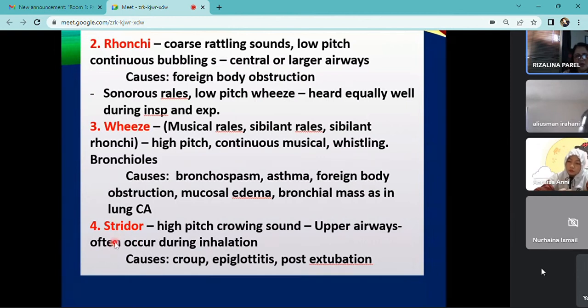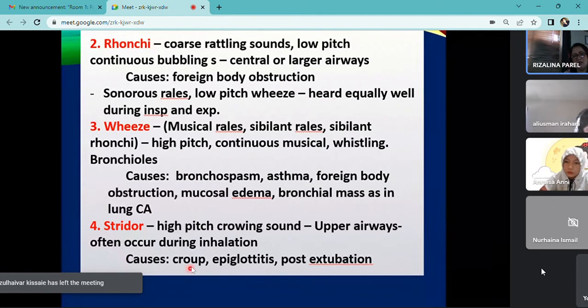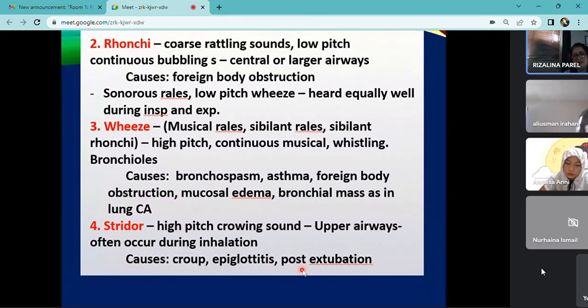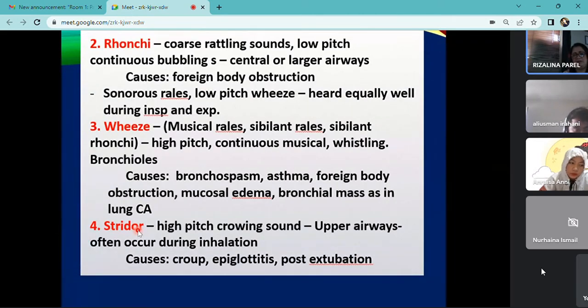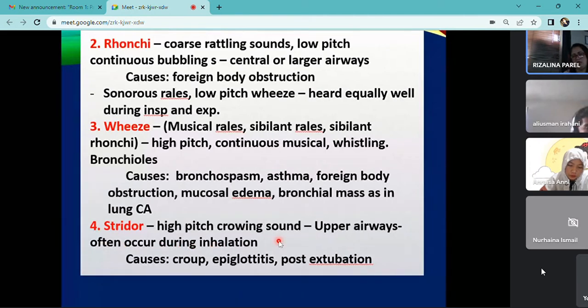Okay? The fourth adventitious sound is a stridor. So whenever na nakakita kayo ng croup, epiglottitis, or dahil post-extubation, meron niyang stridor. Possible na magkaroon siya ng stridor. Okay? This is a high-pitched crowing sound. Yung parang tahol ng tuta o ng aso. Upper airway often occur during inhalation. So, parang pagka nag-inhale siya, parang gumagano. That is stridor.